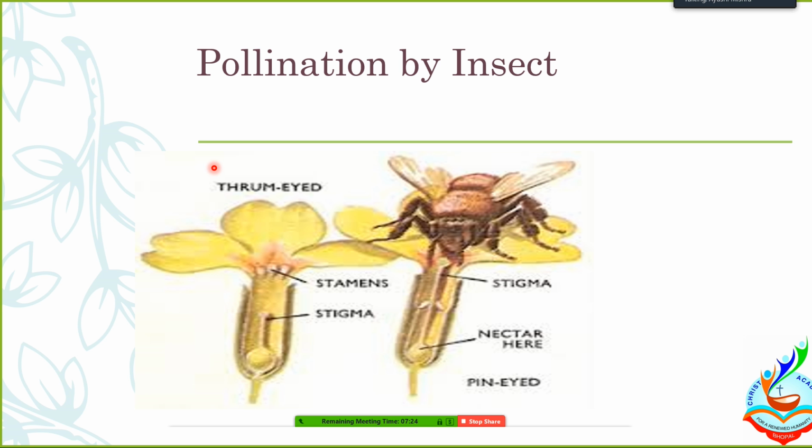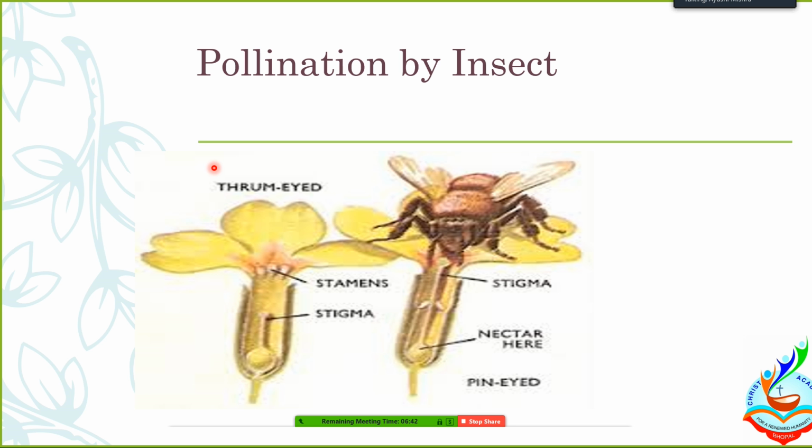When these insects sit on the flower, the pollen grains present on the flower stick to the body of the insect. And when the same insect visits another flower, the pollen grains stuck to its body are deposited on the stigma of that flower.